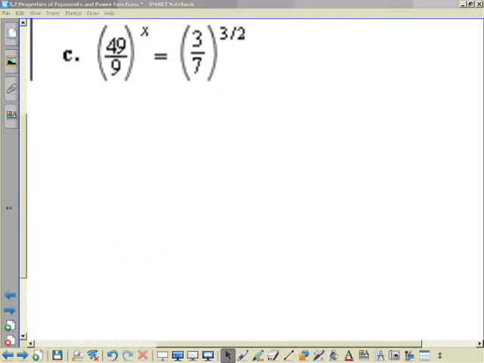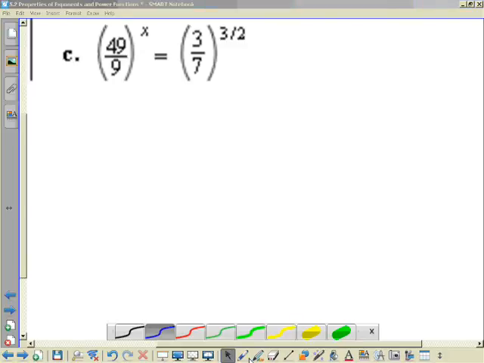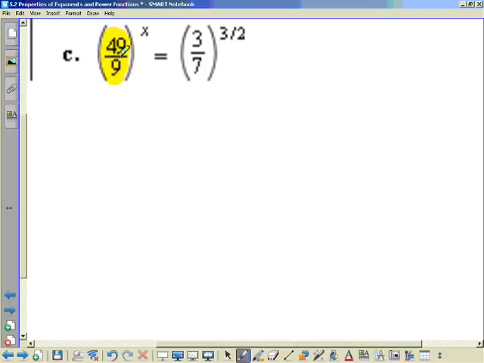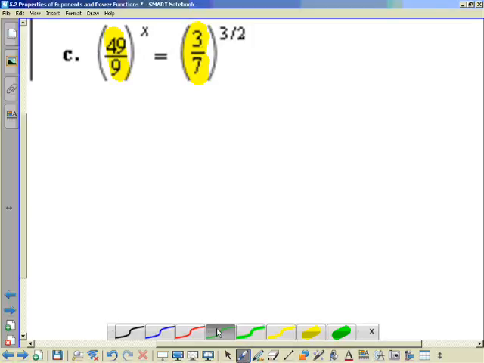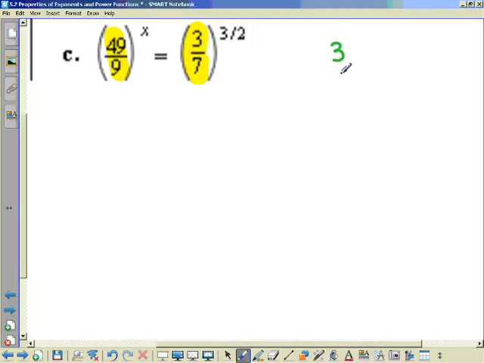So in this final problem, in this example, they give us 49 over 9 to the x equals 3 over 7 to the 3/2. So we need to look at how we can look at these two bases, 49 over 9 and 3 over 7, and see if there are any numbers that are sort of in the same family of powers. When I talk about families of powers, I'm talking about 3, for example. 3, and then 3 squared is 9, times 3 is 27, 27 times 3 is 81, and so on. These are the numbers in the powers of 3 family.